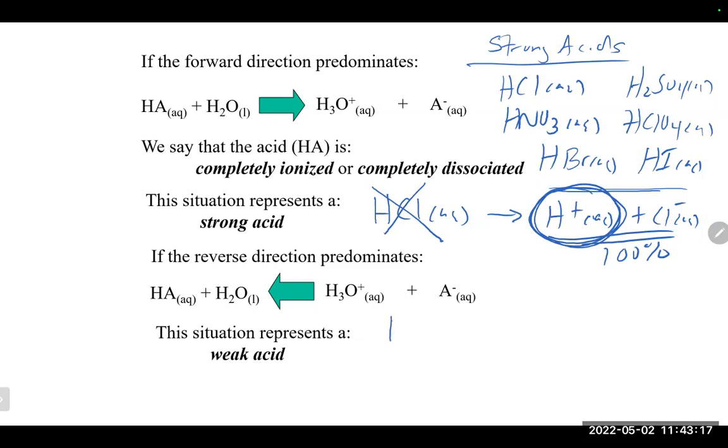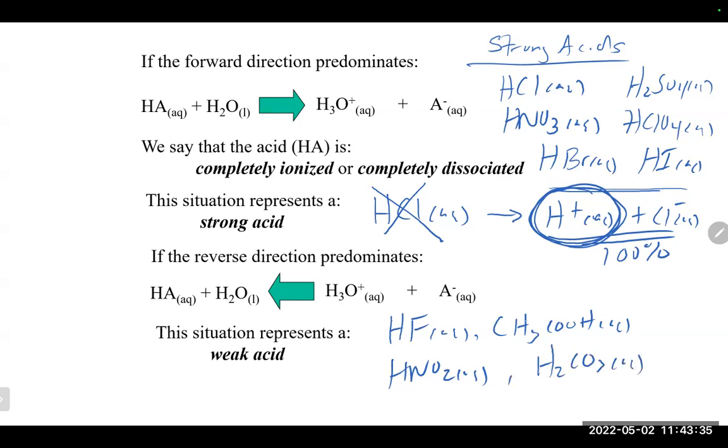Like HF is a weak acid, as I wrote on the previous slide. Acetic acid is a weak acid. Nitrous acid is a weak acid. Carbonic acid is a weak acid, and so forth. So these are some weak acids. And like I said, the easier move is probably just to remember these guys. They do come up a lot in future chemistry classes. And if it's not one of those guys, it's a pretty safe bet that it's a weak acid you're dealing with. Any questions on that there?